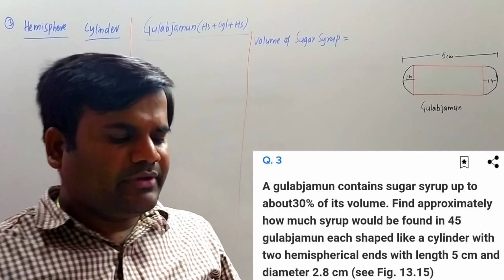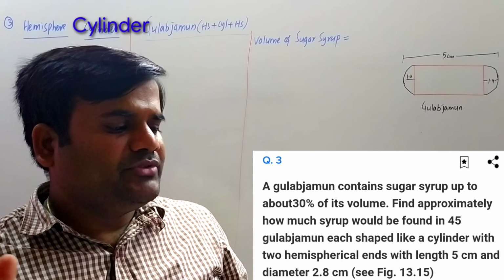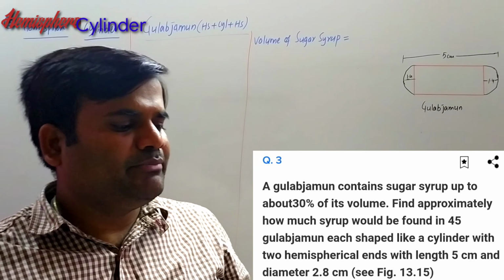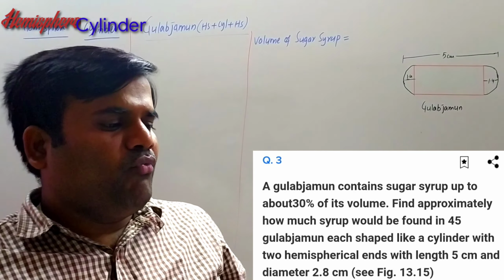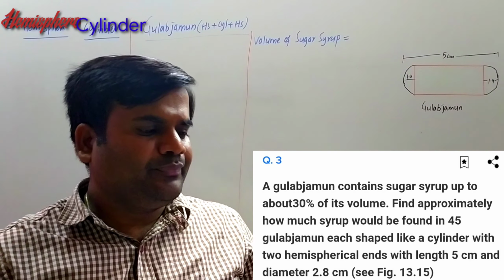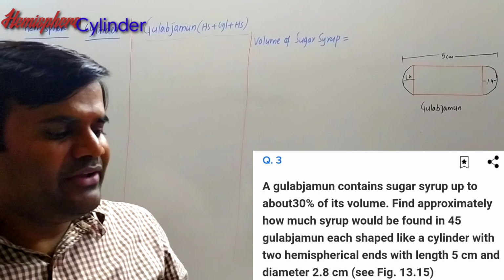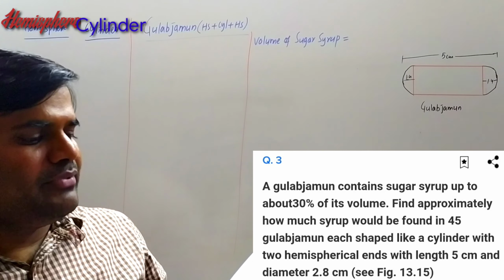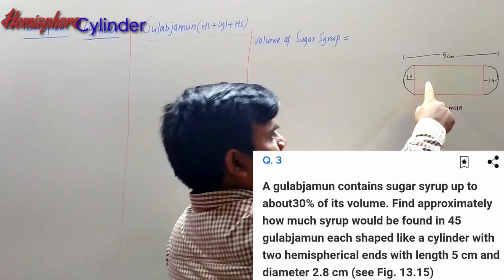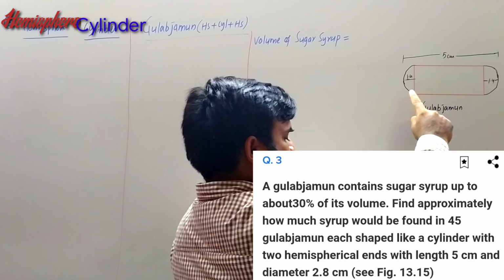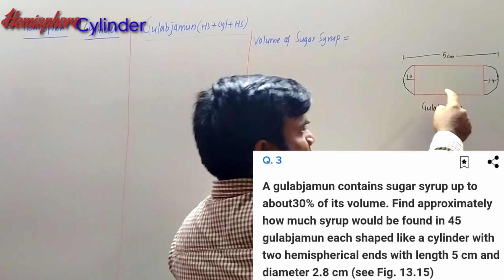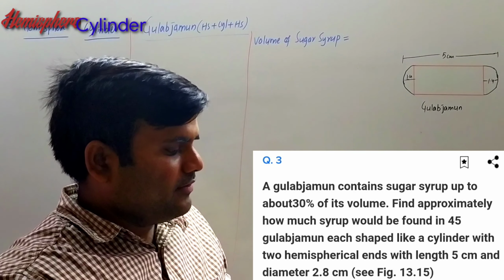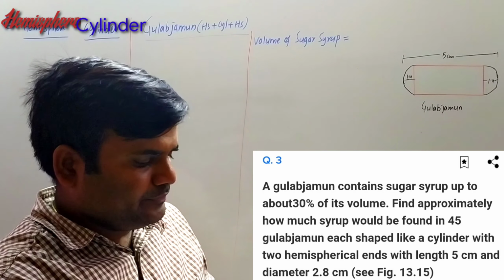Next, question number 3. A gulab jamun contains sugar syrup up to about 30% of its volume. Find approximately how much syrup would be found in 45 gulab jamuns, each shaped like a cylinder with two hemispherical ends. So the shape of the gulab jamun is like that. Next, dimensions.